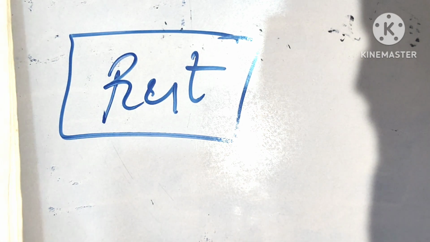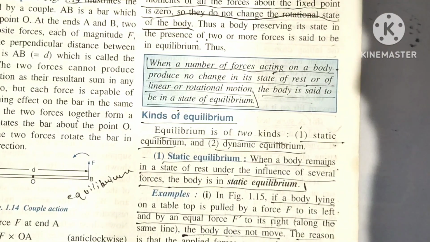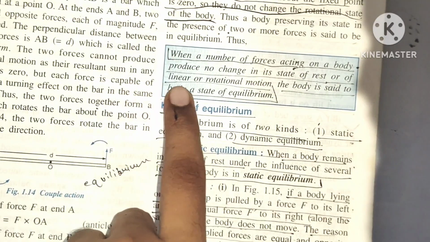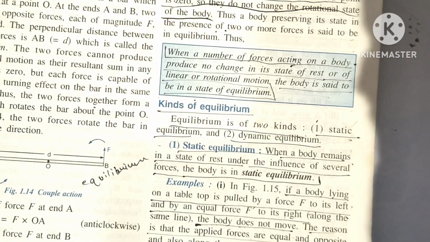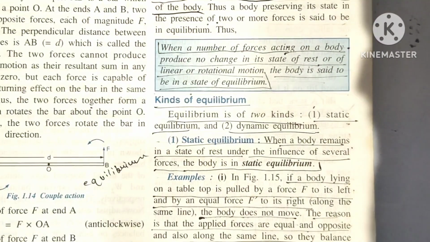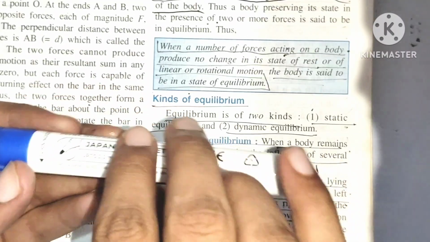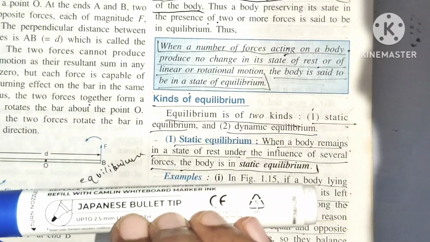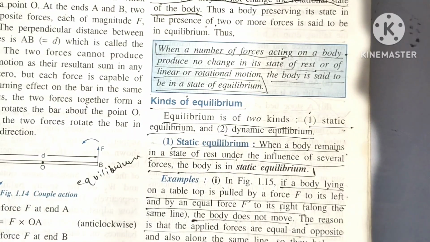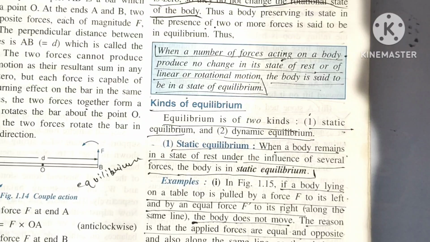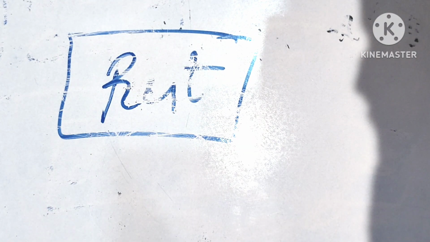When a number of forces acting on a body produce no change in its state of rest or of linear or rotational motion, the body is said to be in equilibrium. From the definition, it is clear that if we apply many forces, 2 forces, 3 forces, 4 forces, and still the object remains at rest or in any motion, linear or rotational, that is termed equilibrium. If a body is rotating and we apply a force but it does not stop, that body is in equilibrium.